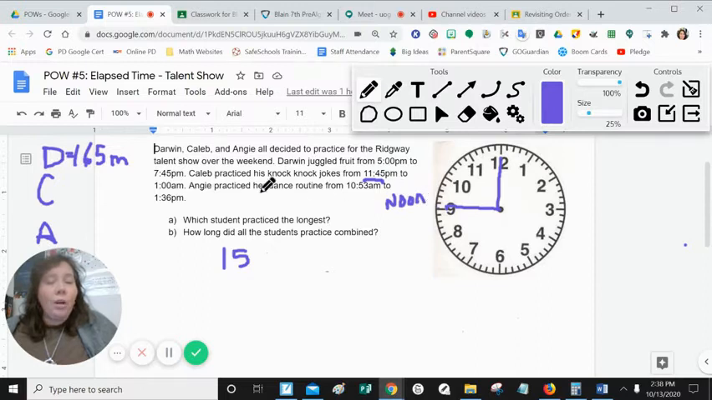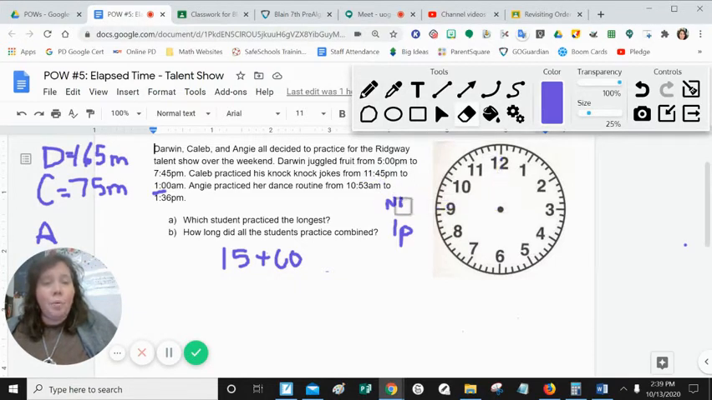Now I want to go from noon to 1 p.m. That's just 1 hour, and 1 hour is 60 minutes. So I can add 60 minutes to 15 minutes, and I will get my time of 75 minutes. And that is Caleb's time. So Caleb practiced for 75 minutes.